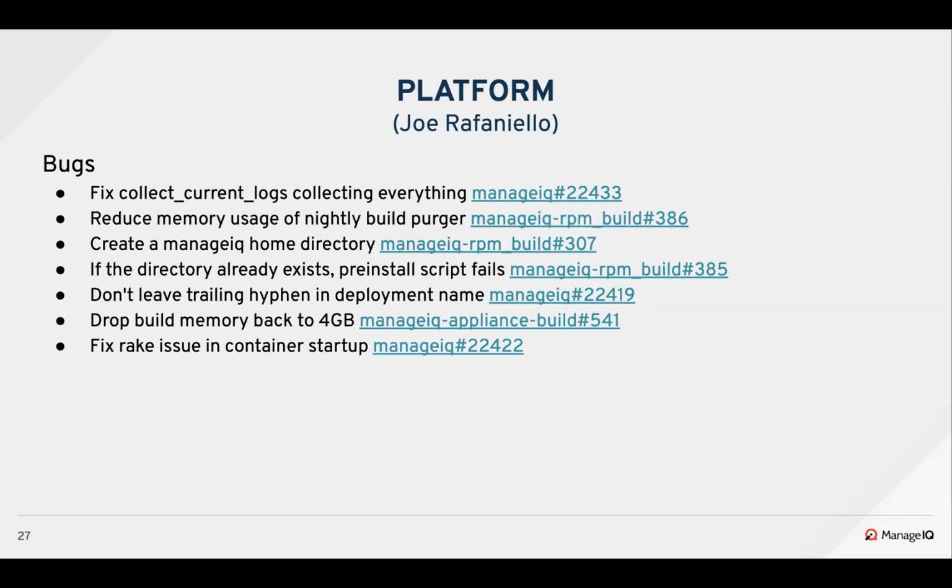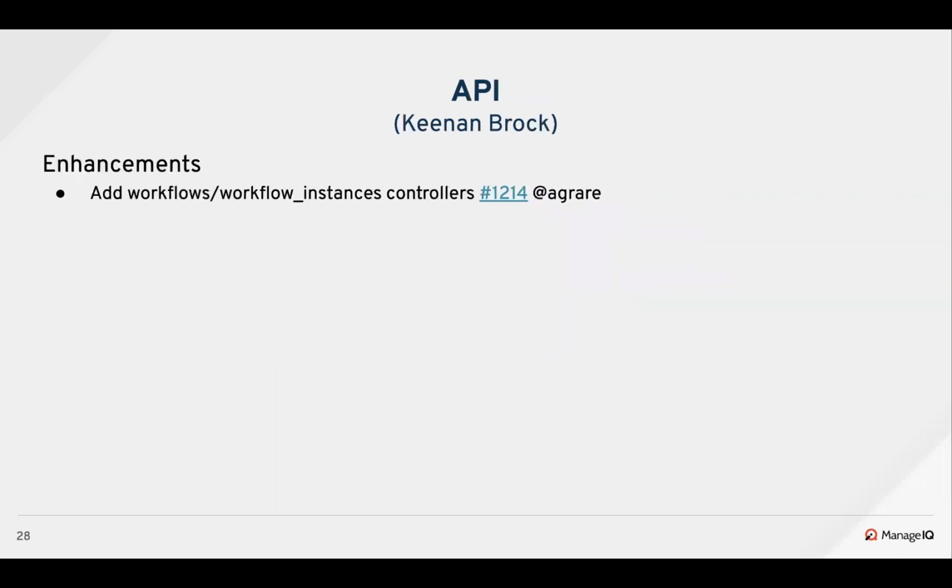I fixed an issue where the pod deployment name could end with a trailing hyphen, which is invalid. And Brandon fixed an issue where the build machine could run out of memory when running simultaneous builds, so he dropped the memory back to 4 gig. And finally, Igor fixed a codified issue finding the rake file by ensuring we changed to the application root directory before trying to migrate on startup. On to Jason for the API.